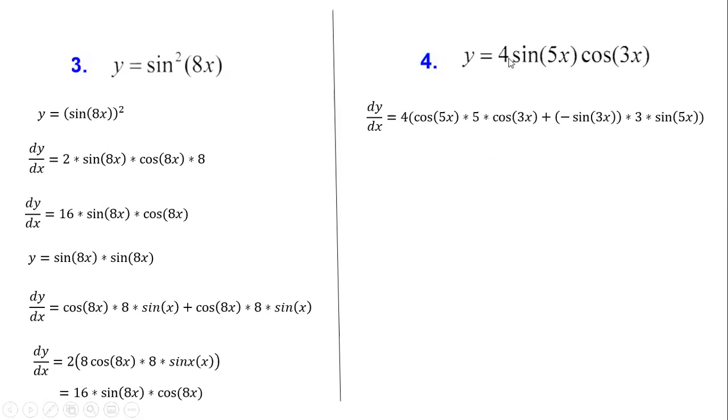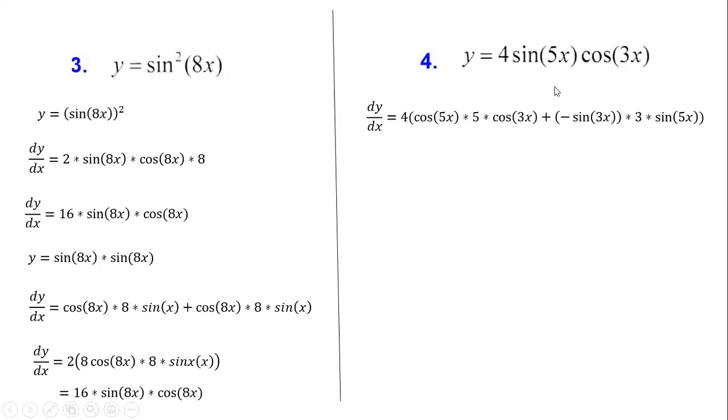Let's take this as another product. This is 4, again, the 4 can stay outside. I don't really need that 4 right now. I'll bring it at the end. But I'm taking the product of these 2 functions. So I'm going to take sine of 5x times the cosine of 3x as the cosine of 5x times 5, that's the derivative of this part here, multiplied by the cosine of 3x. This is not being derived yet.